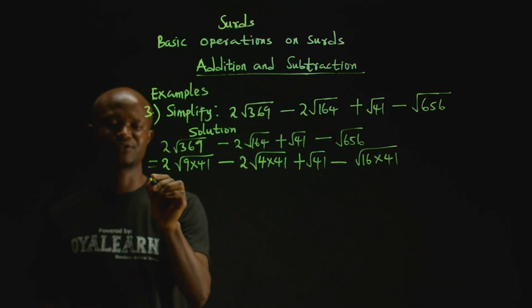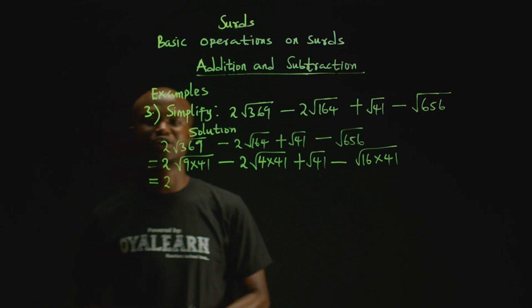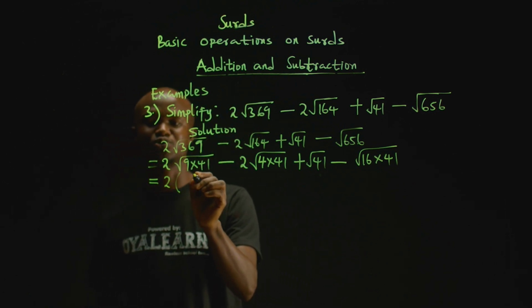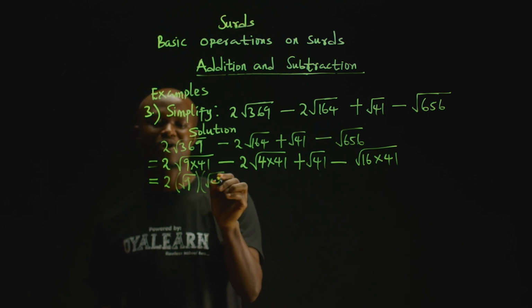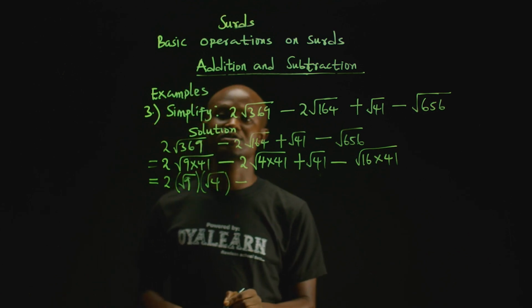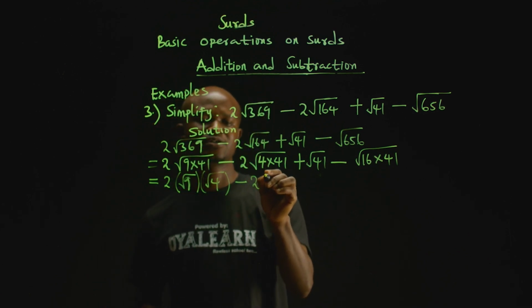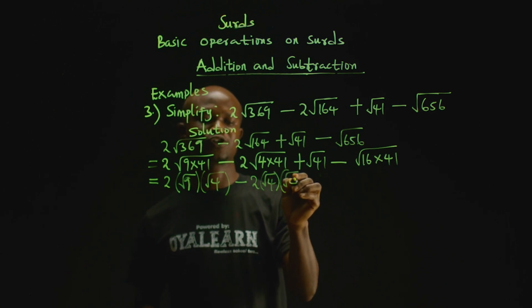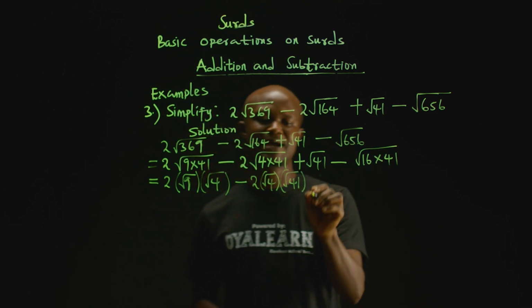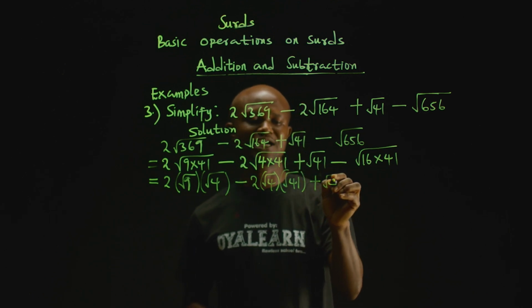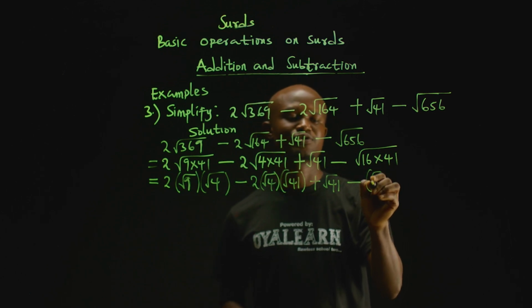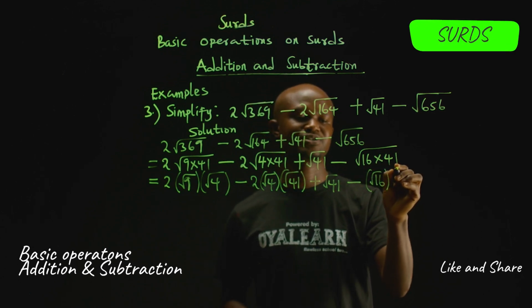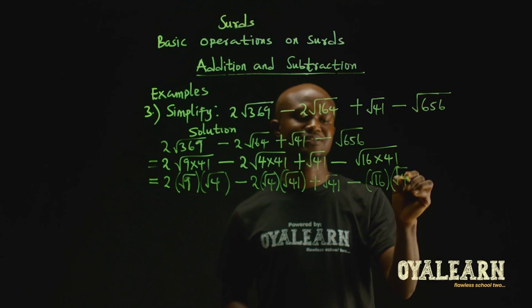Now simplifying further. Applying the multiplication law of surds, we can write this as root 9 multiplied by root 41. Then minus root 4 multiplied by root 41. Then plus root 41. We now have root 16 times root 41.